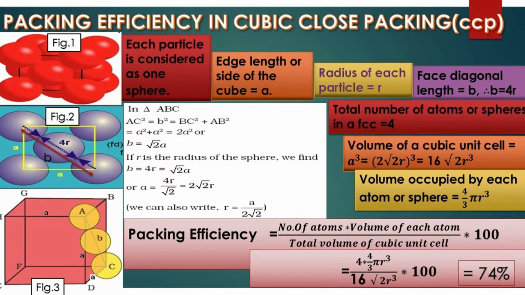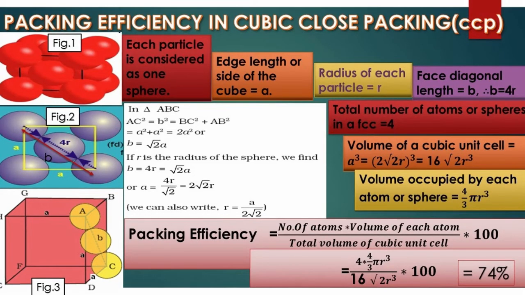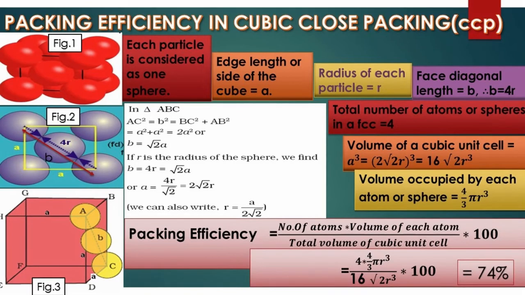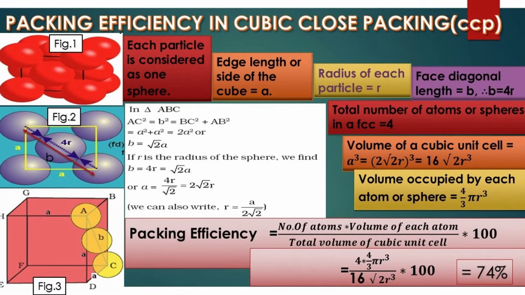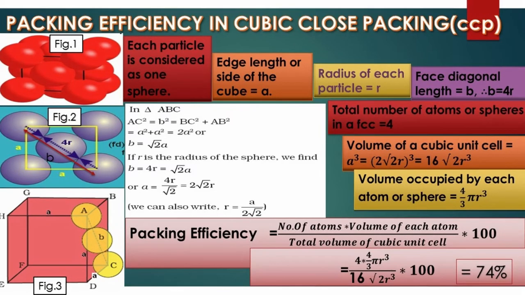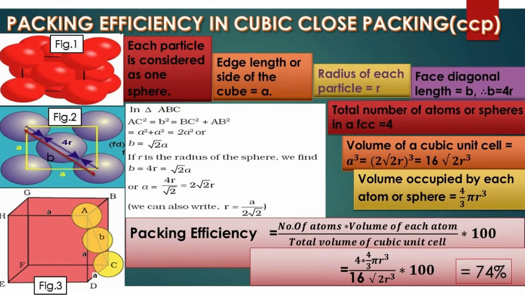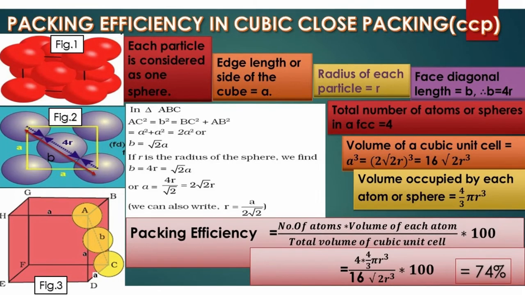To calculate packing efficiency in cubic close packing, let us consider the face-centered unit cell. In a face-centered unit cell, we will have 8 atoms at the 8 corners of the cube and 6 atoms at its 6 face centers. This is shown in figure 1. And we are going to consider each particle as one solid sphere. Let the side of the cube or the edge length of the cube be equal to a, and the radius of each particle be r.